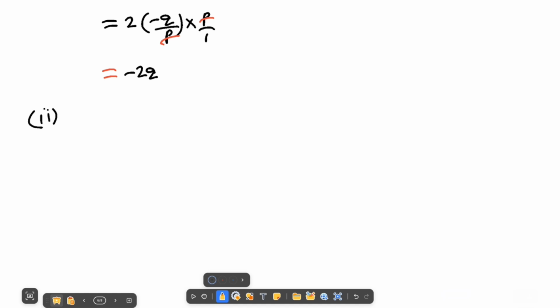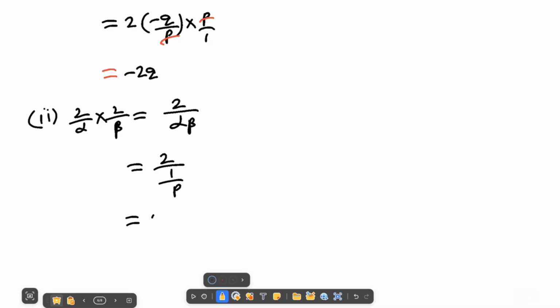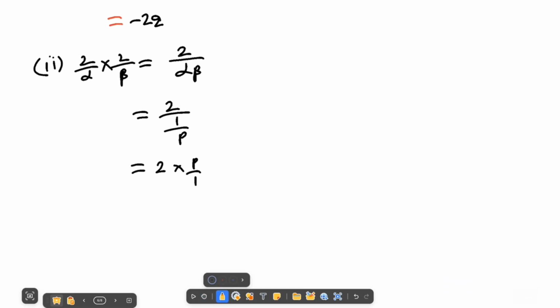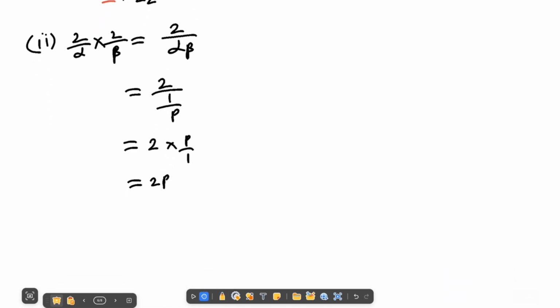Product of zeros: 2 by alpha into 2 by beta. So 2 into 2 is 4, alpha into beta is alpha beta. So here 4 by alpha beta, and we know that alpha beta is equal to 1 by p. So this 1 by p gets reversed, 4 into p by 1, the reciprocal. Now this will be equal to 4p. That's it. Product of zeros is 4p and sum of the zeros is minus 2q.